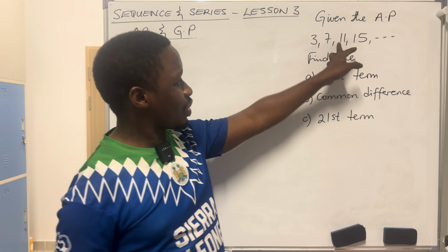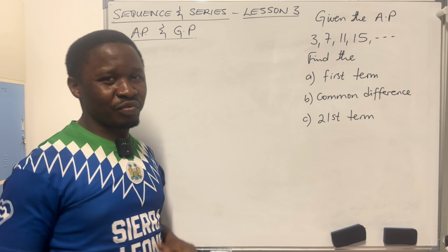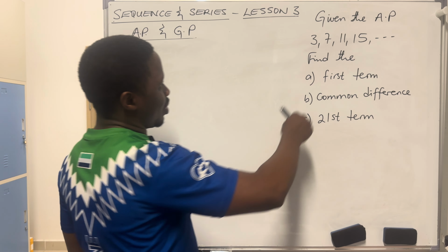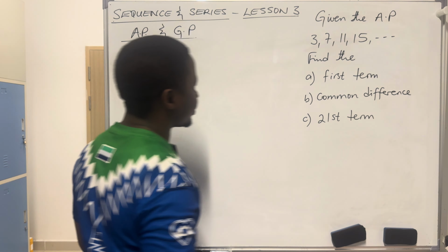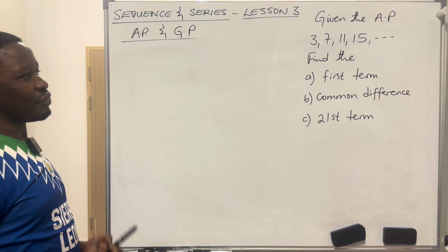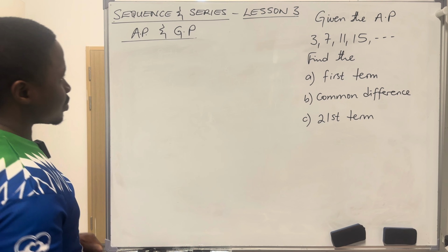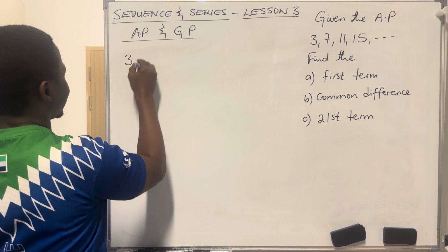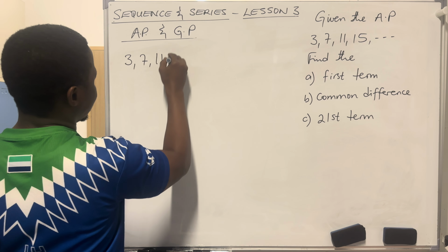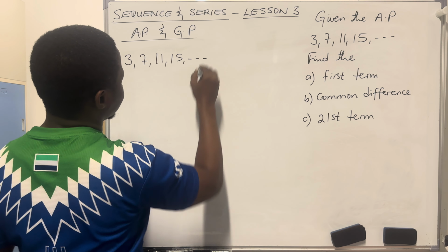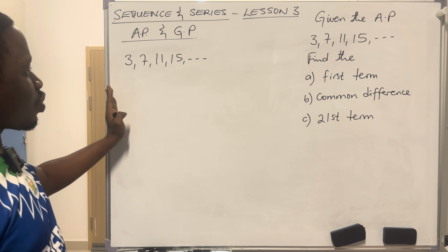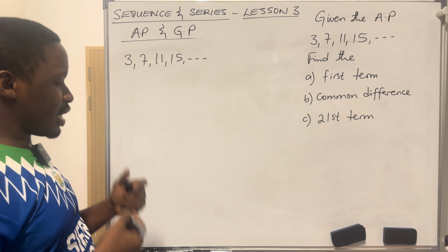We are given the sequence here, but we are fortunate enough that we are already informed it is an AP. Otherwise, we need to figure it out first as to whether it is an AP or GP. So we are given 3, 7, 11, 15. The dots tell you that the sequence continues. It means it does not end.